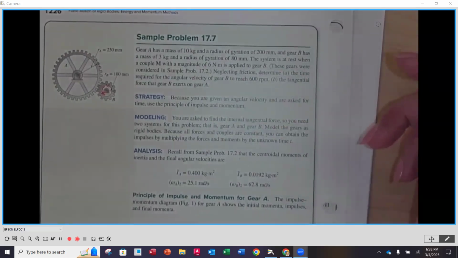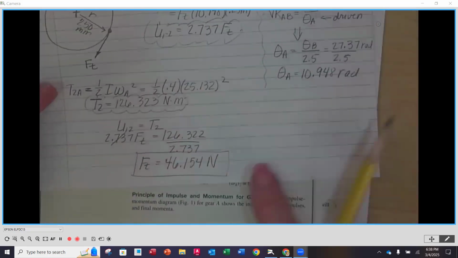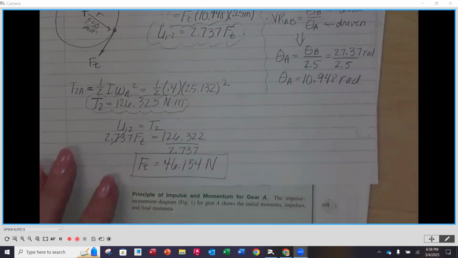Now, when we did it the first time as sample problem 17.2, our approach was looking at the work energy theorem, okay? This one, we are going to be using the impulse momentum theorem, all right? And we wanted to find out what was the force that B was exerting on A. We're going to find that very same force this time using the impulse momentum, and we're going to find that we get the very same answer.